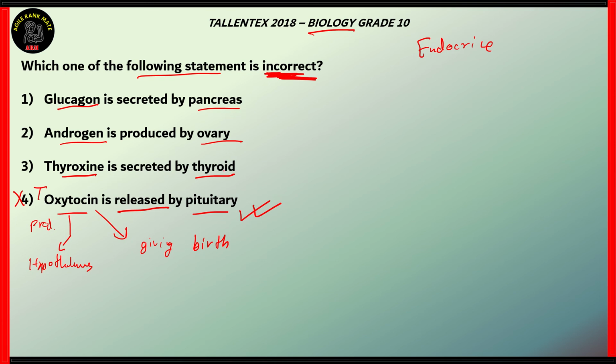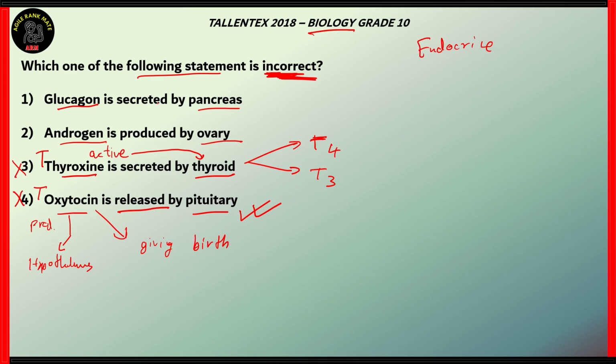Next, let's look at option 3. Thyroxine is secreted by thyroid. The thyroid gland actually produces two hormones. One is T4, which is the inactive form, and the other one's T3. Now, thyroxine is actually one of these hormones. I believe it's T4. So thyroxine is the active form of the hormone that is secreted by the thyroid gland. So therefore, option 3, again, is a true statement, which makes the option incorrect because we're looking for an incorrect statement.